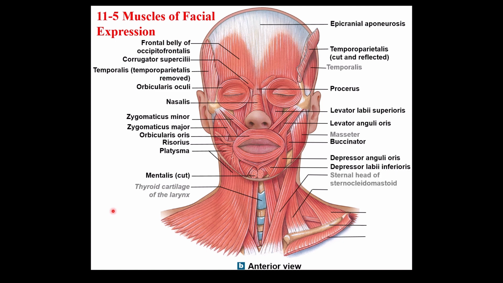Sternocleidomastoid, this is not part of the facial muscle, but know the names for now. I will tell you the function later. And the trapezius muscle is actually mainly a back muscle. This is a clavicle. And the platysma, which is this muscle, is cut here, so you can see these deeper muscles.